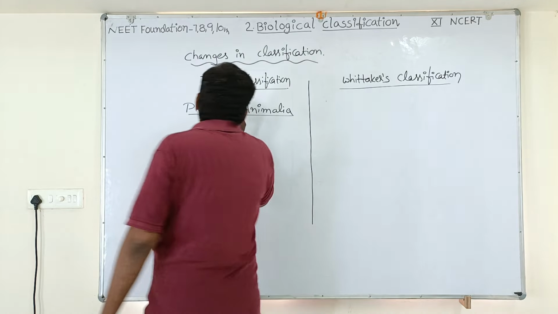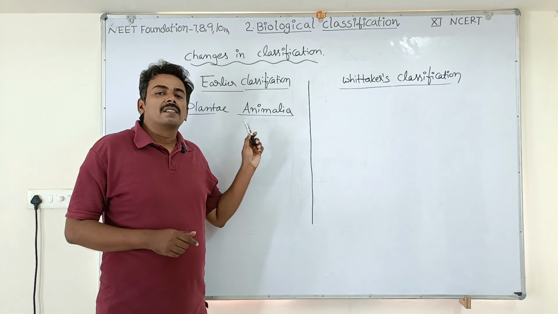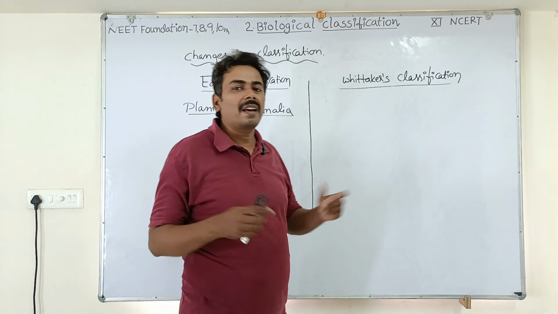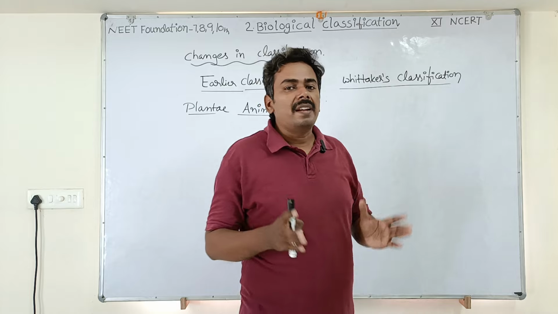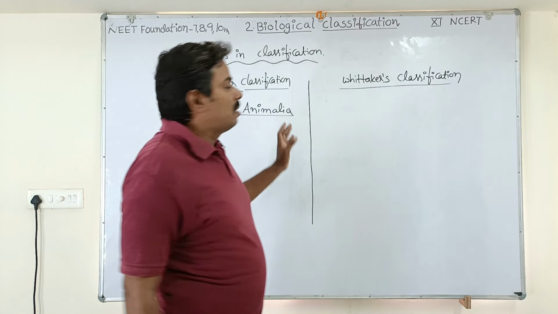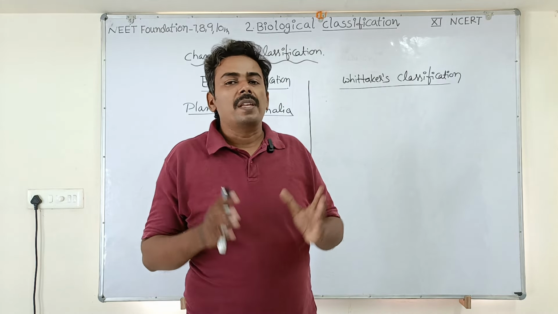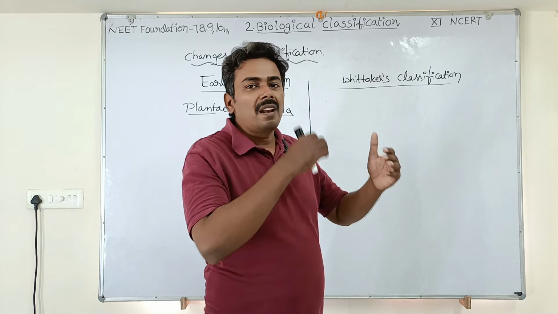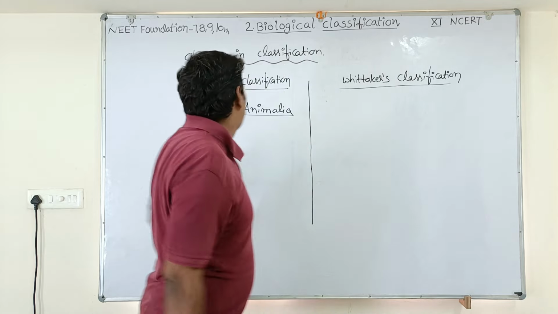In earlier classification, the taxonomists followed the 2-kingdom classification proposed by Carolus Linnaeus, that is, only 2 kingdoms were studied: kingdom Plantae and kingdom Animalia. Afterwards, in the 5-kingdom classification of Whittaker, some changes took place. Some of the organisms were removed from the plant kingdom and were placed in their appropriate kingdoms. Now let us see what changes happened.